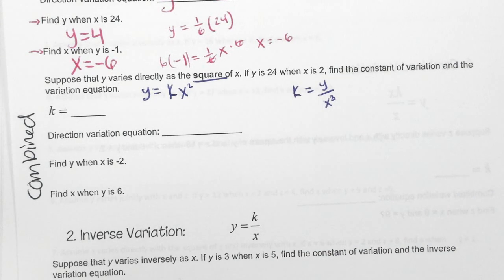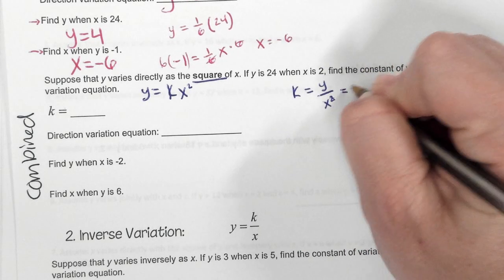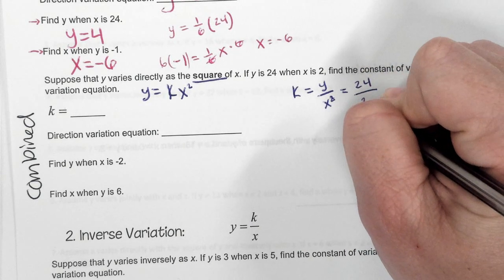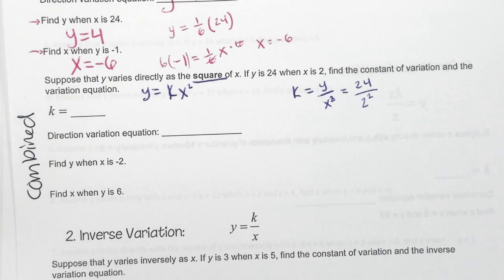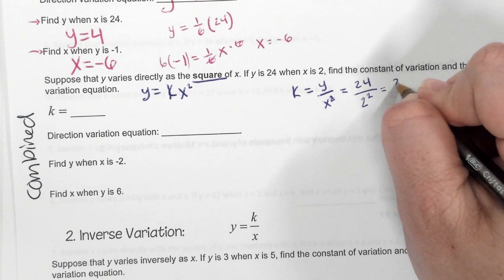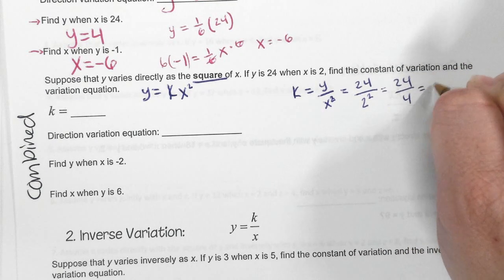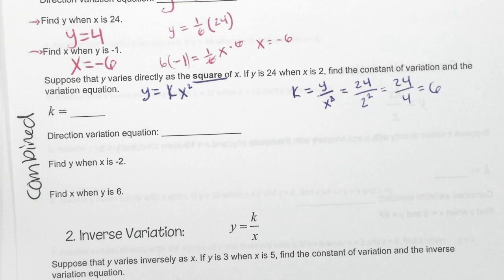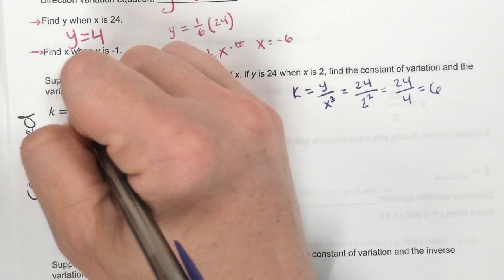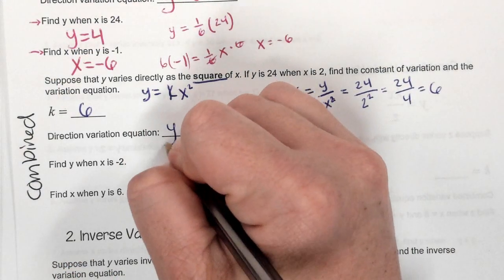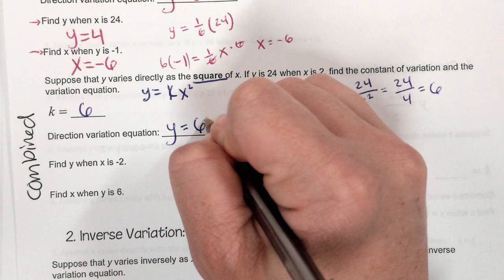Okay, so knowing that, it says if y is 24 when x is 2, which x is squared, so 2 squared. Well, that gives me 24 over 4, which equals 6. So what does k equal? 6. So my equation is y equals 6x squared.